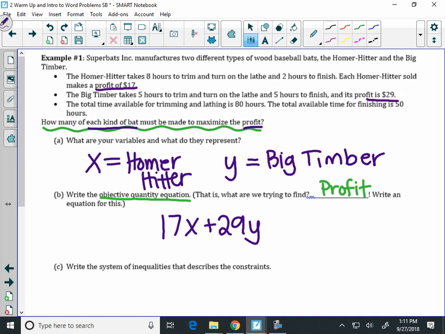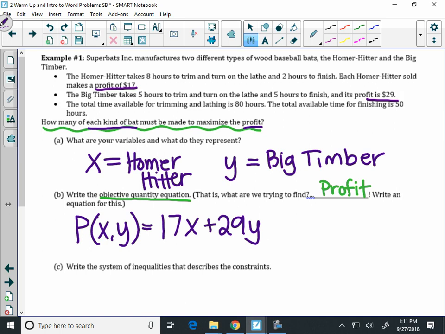Now that's your equation, but we have to be at least a little bit formal about it, meaning that we have to put some kind of notation out in front, right? It's not an equation without an equal sign. Well, yesterday we did f of x. So f of xy. Today, since we're talking about profit, we're going to write P of x and y. That just means what's the profit from both of those variables together? How much money does Superbats make? So that's what I start with.